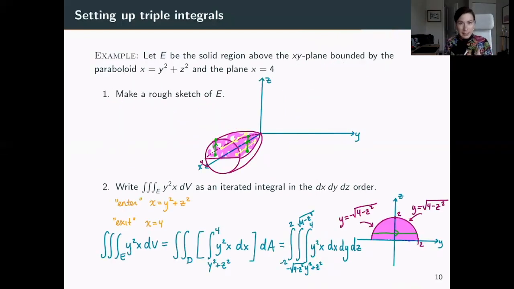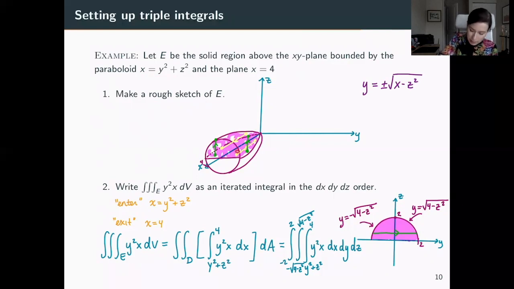So just to set things up again, when we're trying to set up the dy order first, it means that we're going to be entering and exiting parallel to the y-axis. So it's probably helpful to reset up our curve. Instead of writing it in terms of x equals, let's write it in terms of y equals. So we have that y is going to be equal to plus or minus the square root of x minus z squared, where that plus half is going to be the side over here, and the minus half is going to be the side over there.